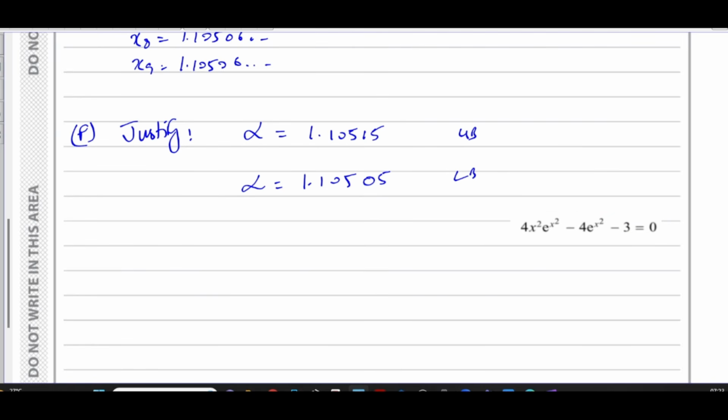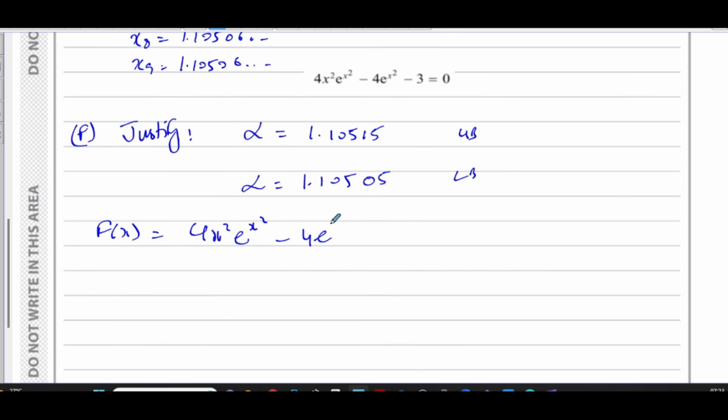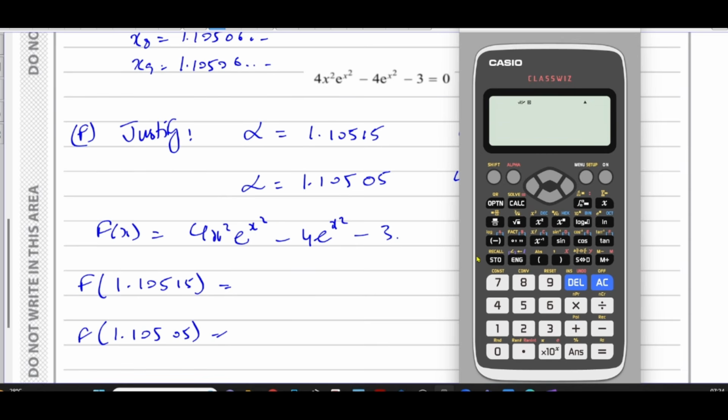So we take the equation that we had from before, and we write it as f of x equals, just as we did before, 4x squared e to the power of x squared minus 4 e to the power of x squared minus 3. That's f of x. So just like we did before, we put in the upper bound and the lower bound, and we see that hopefully there's a change in sign. We put that into here, and we put 1.10505 into here, and we see that there'll be a change in sign.